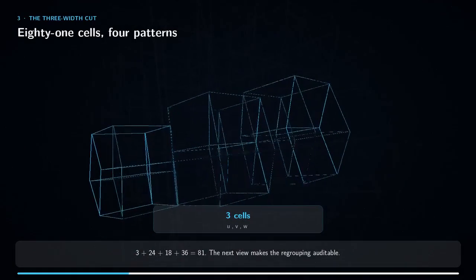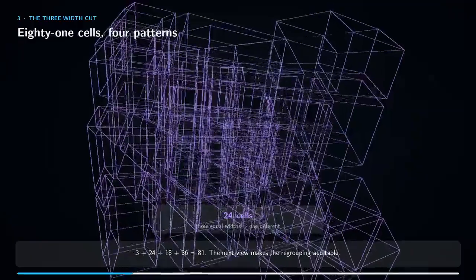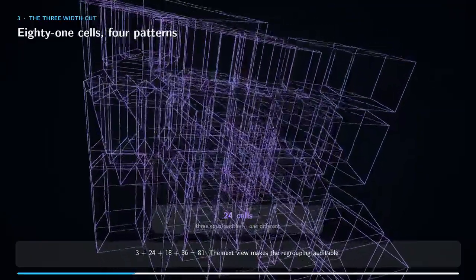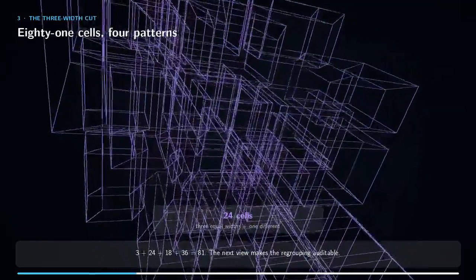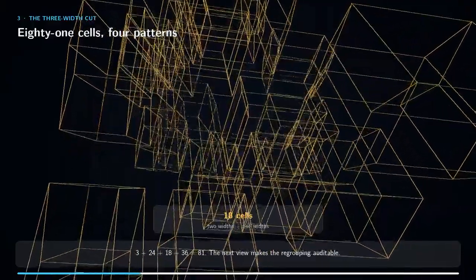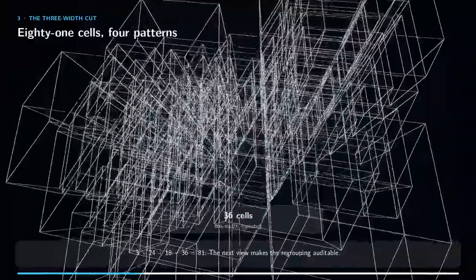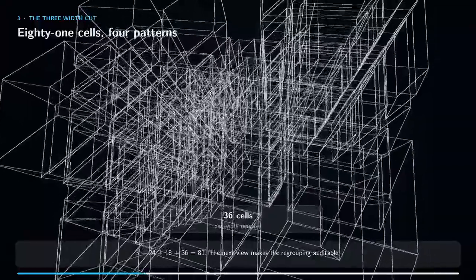The pieces fall into 4 multiplicity patterns: 3 pure cells, 24 with 3 equal widths, 18 split 2 and 2, and 36 with 1 width repeated. We will not chase all 81 individually. A more exact product view will group them cleanly.